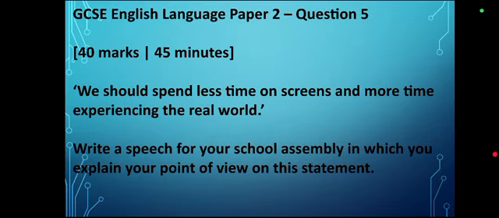Now, for GCSE Paper 2, Question 5, the statement is: you should spend less time on screen, more time experiencing the real world. Write a speech for your school assembly in which you explain your point of view on the statement.